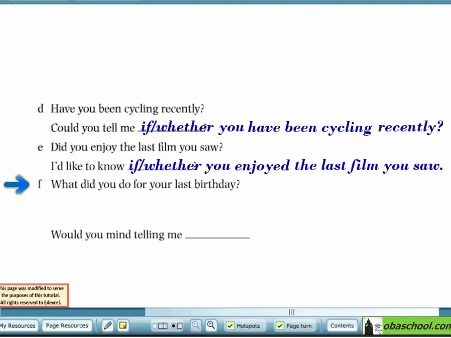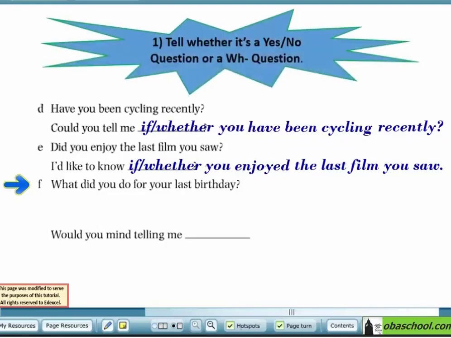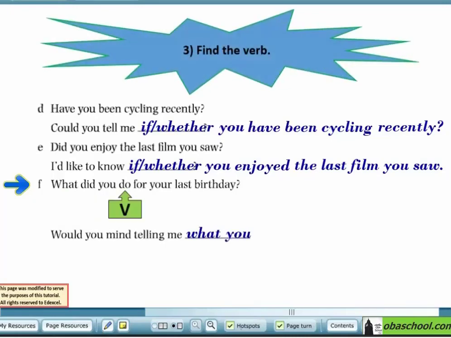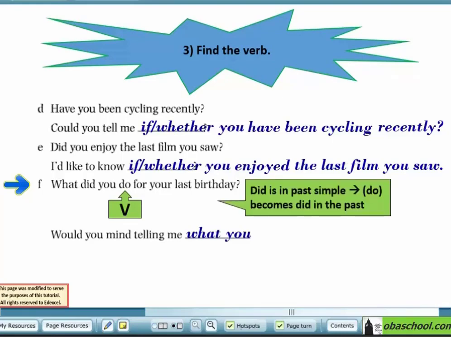F. What did you do for your last birthday? First of all, we have to determine the type of the question, which is a WH question, because it started with what. So we have to add the word what. Then we are going to look for the subject, which is you. Then we are going to find the verb, which is do. Would you mind telling me what you? Now, because did is in the simple past, do will become did in the past tense. And we have to continue the rest of the sentence. So it will be, would you mind telling me what you did for your last birthday?